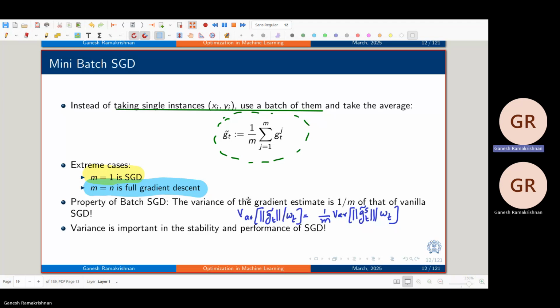Okay, summarily, the variance with mini batches is 1 upon m times the variance of stochastic gradient descent. And that possibly is also explicit in this inequality, but we're just writing it out separately.